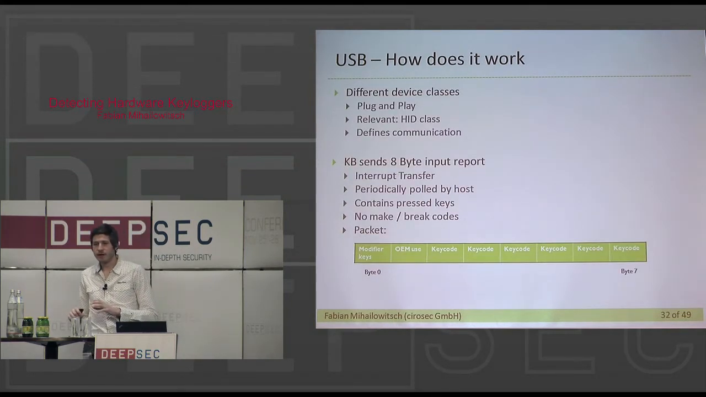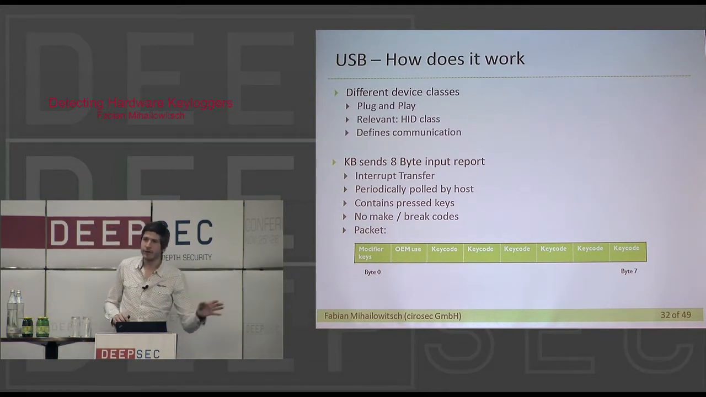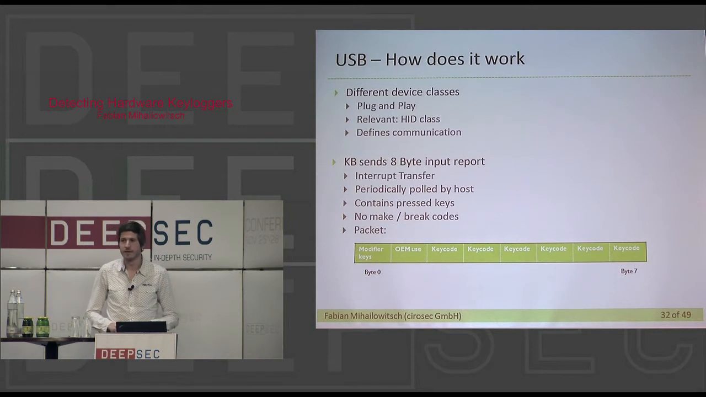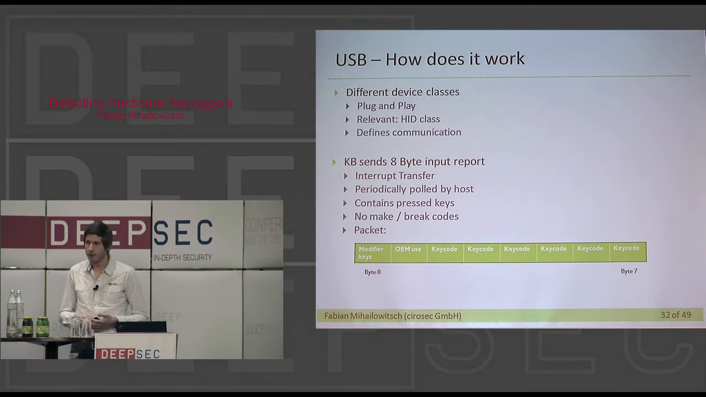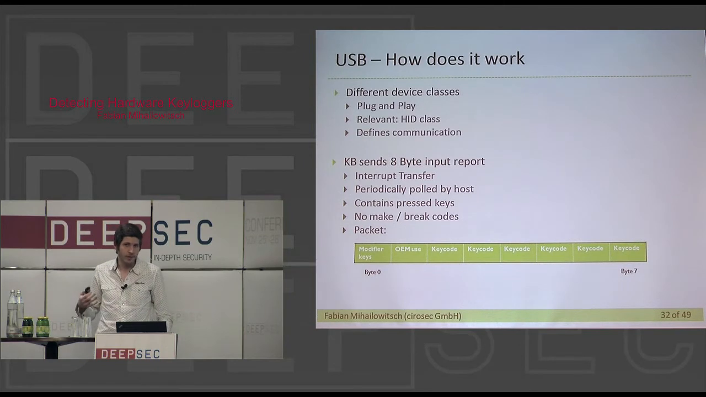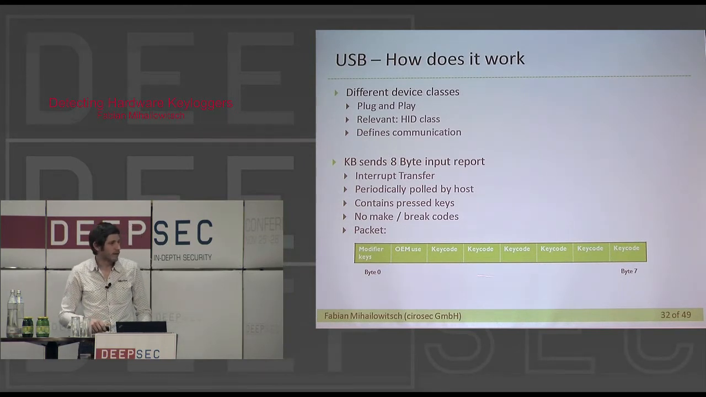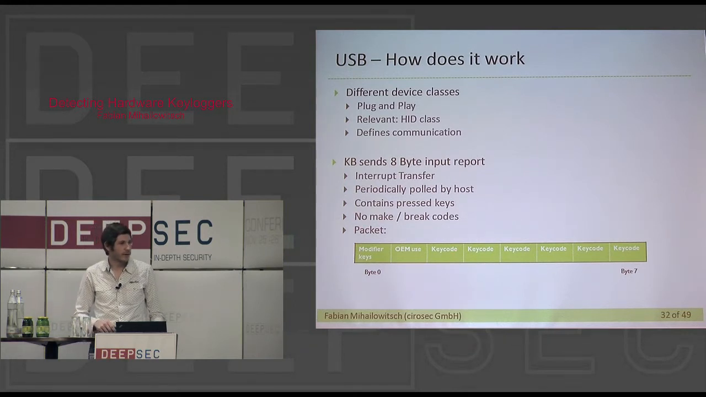Okay, for USB, we furthermore have different device classes, which is the reason you actually can plug in any USB stick or keyboard and it will just work out of the box. And relevant for us is the human interface device class. In that class, it is actually defined how the keyboard communicates with the computer. And we basically have the following communication. The keyboard can send 8-byte input reports to the client, to the computer. They are sent as interrupt transfers, polled by the host for sure, like I said, and it looks like that. You have 8 bytes, you have modifier keys, OEM, and 6 bytes for key code.